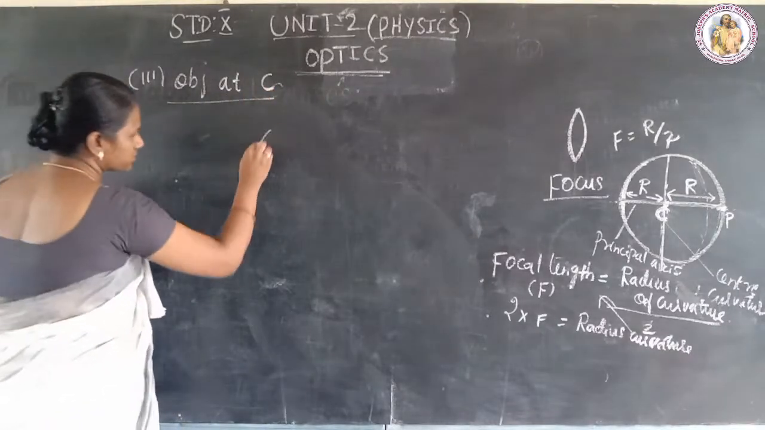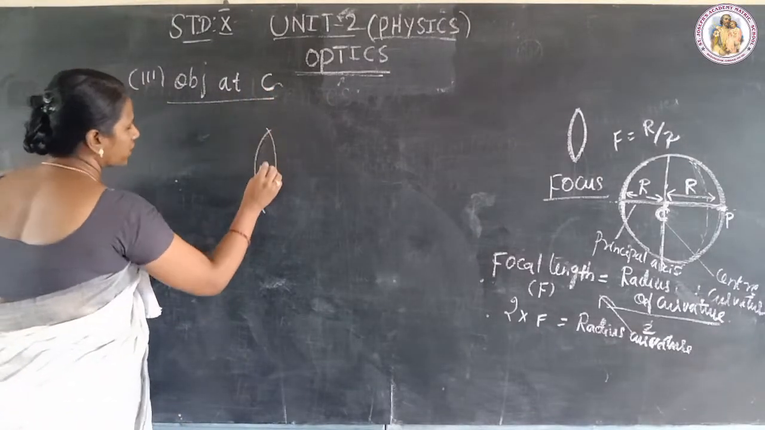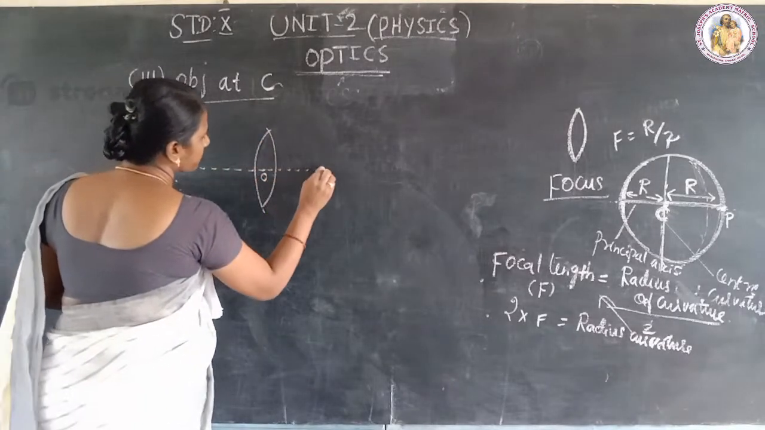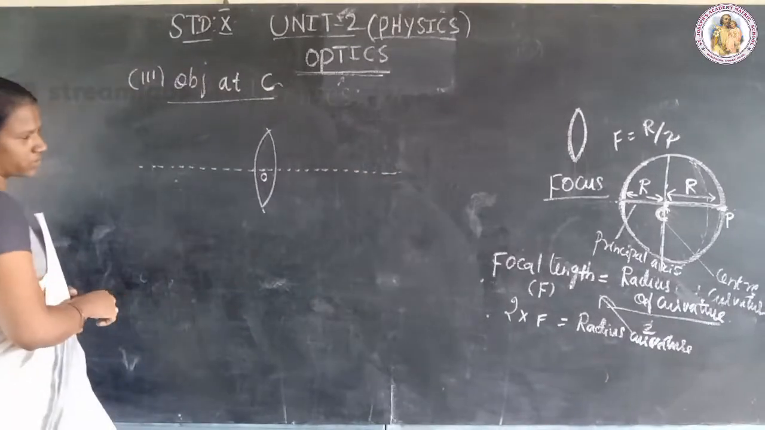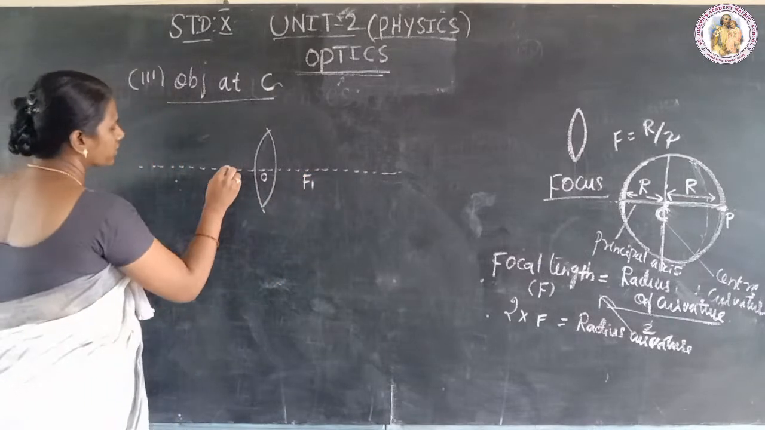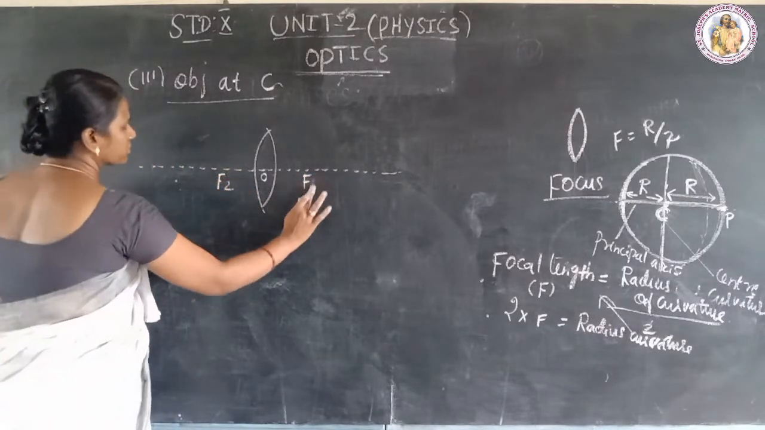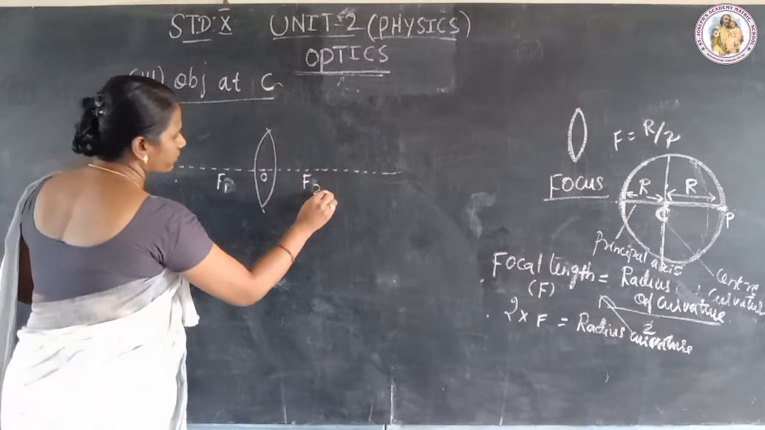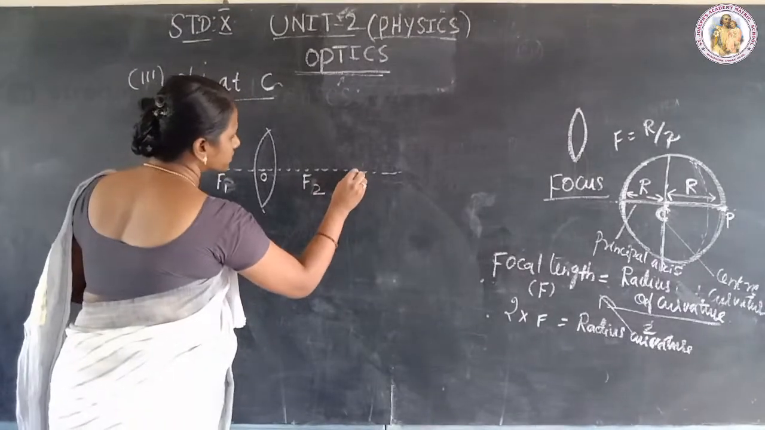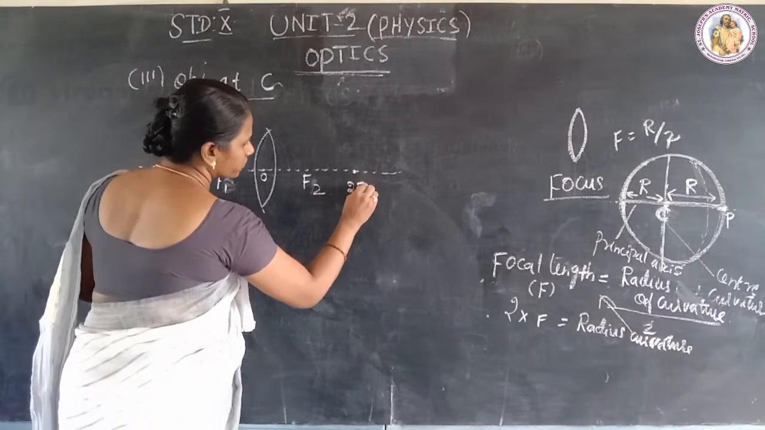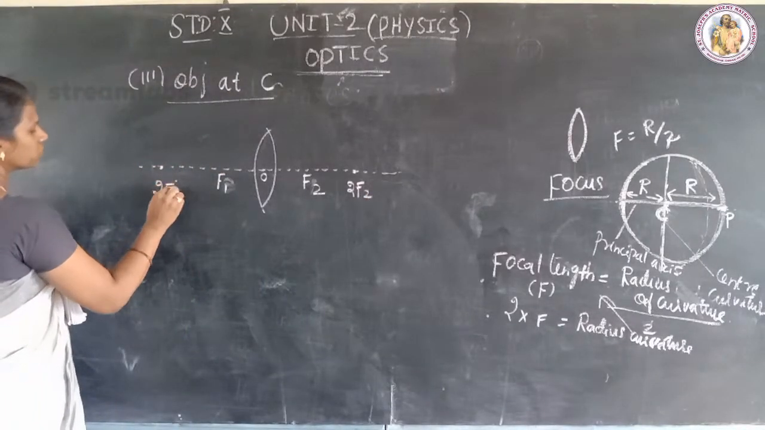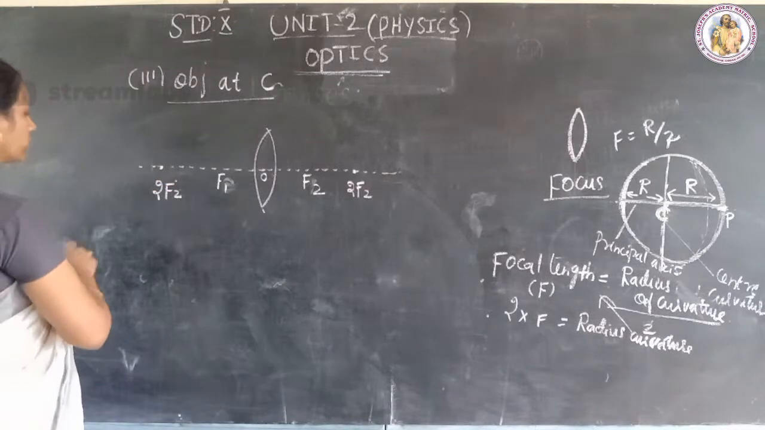Now I am keeping the object at the center of curvature C. So this is the lens, the optical center of this lens, and this is the principal axis. Then the principal focus F1 and F2. This side is F1 and F2, and I have the center of curvature C, that is 2F2. Then this side also is 2F1.